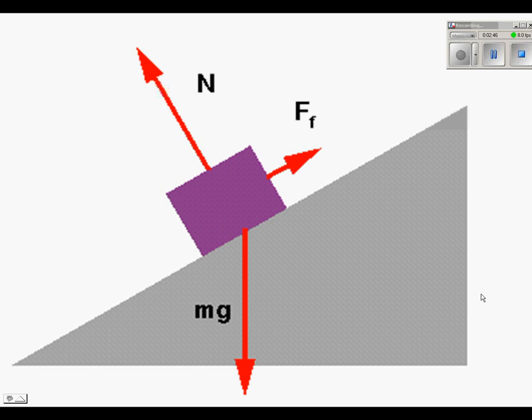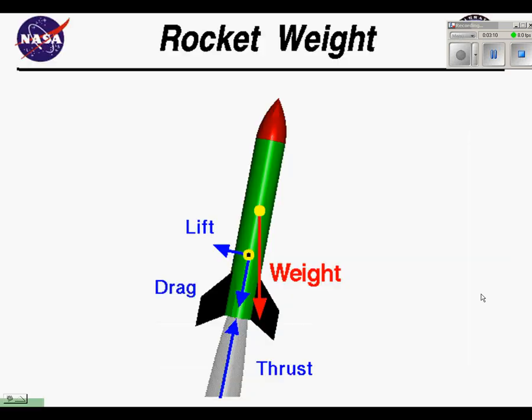mg, mass times gravity, is the weight. It's straight down. The normal force is represented by a capital N. That's the surface pushing on the block. The force of friction is the frictional force between the block and the ramp, and that's trying to stop the block from sliding down the ramp. So that's why it's up the incline. So here's a vector diagram of a block sliding down an incline.